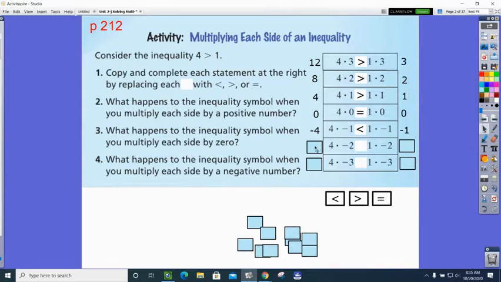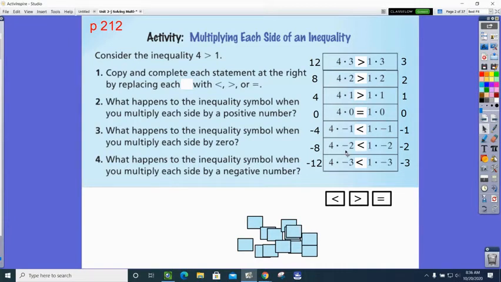4 times -2 is -8. 1 times -2 is -2. And again, -8 is less than -2. 4 times -3 is -12. And 1 times -3 is -3. And again, we see that it's less than. So when we multiply this inequality by a negative number, we had to switch the inequality from a greater than to a less than so that it would be true.